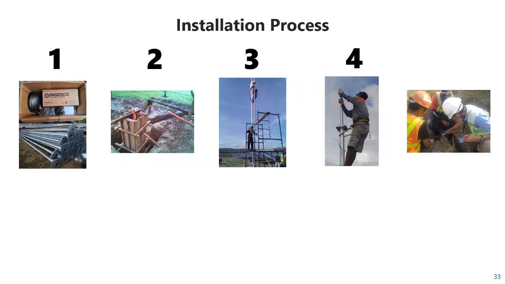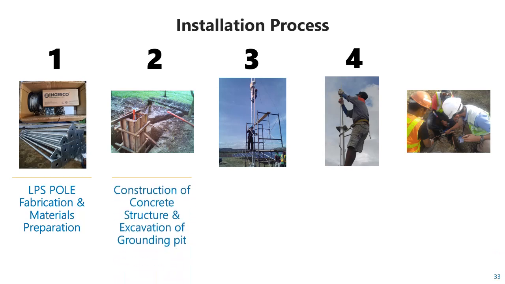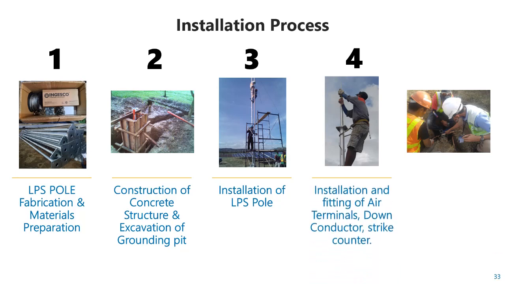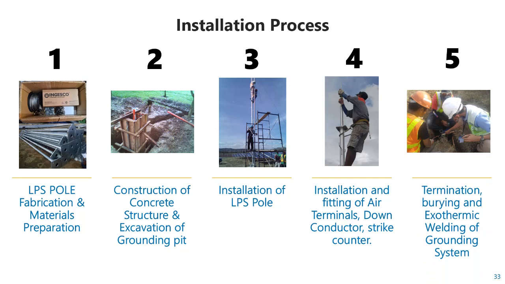So for the installation process, this is simple. LPS pole fabrication of the material, that's step 1. Of course, you will first need your material before you do the installations. Then construction of concrete structures and the excavation of the grounding pit, like in the image. Then installation or standing of your lightning protection pole, the installation and fitting of air terminal, down conductor and the strike counter. Then air terminal burying and exothermic welding of the grounding system.